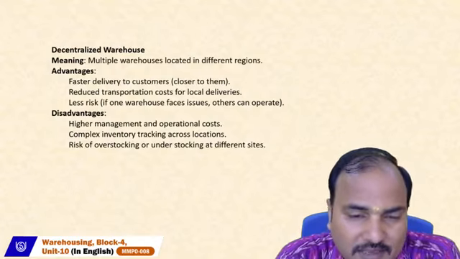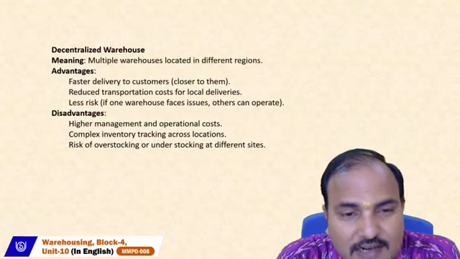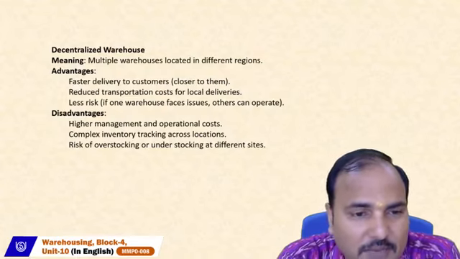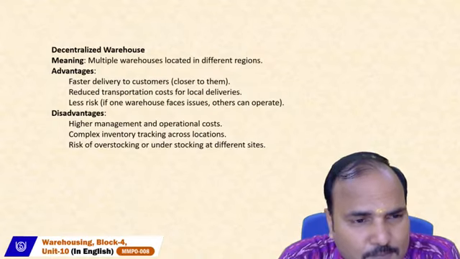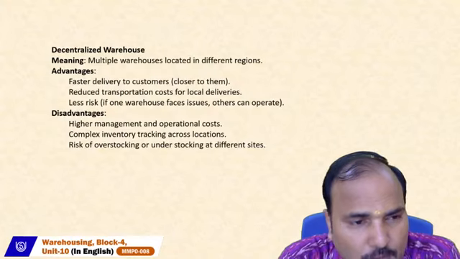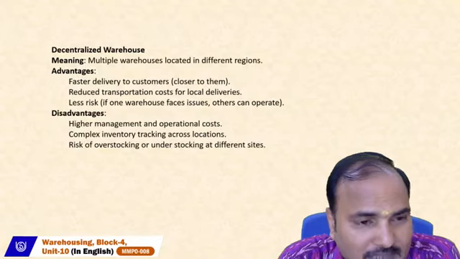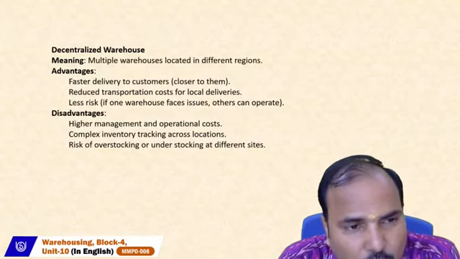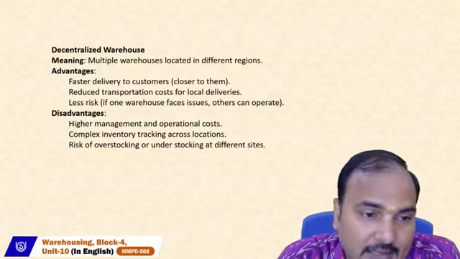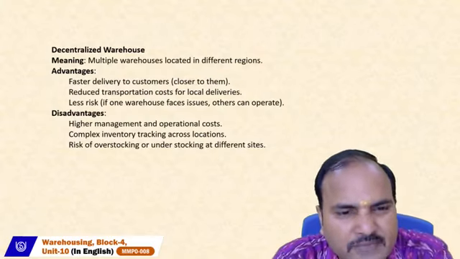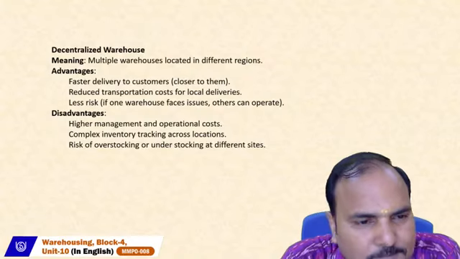Then everything has some disadvantage. Decentralized warehouses also have some disadvantages. Higher management and operational cost is there because so many warehouses are there, so from the operational point of view the management and operational cost will be more. And there is complex inventory tracking across the locations.